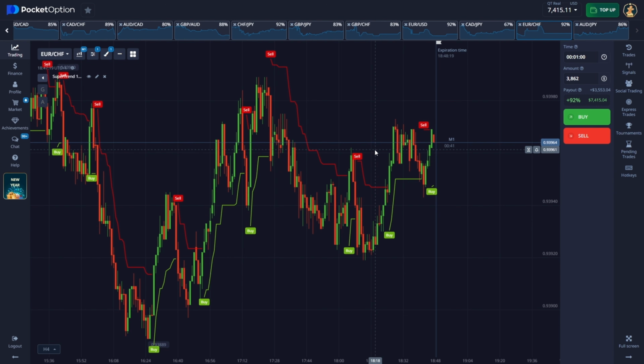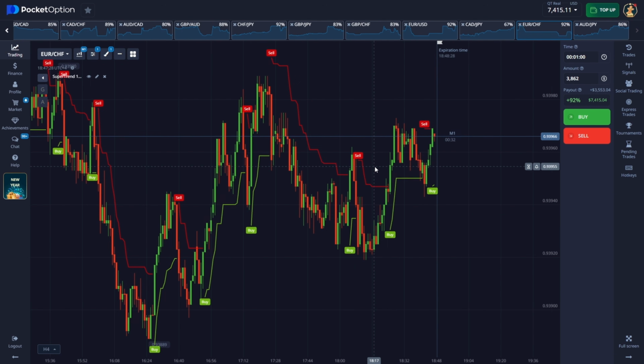As you can see, this indicator works in the real market too. In fact, it works much better in the real market compared to the OTC market.